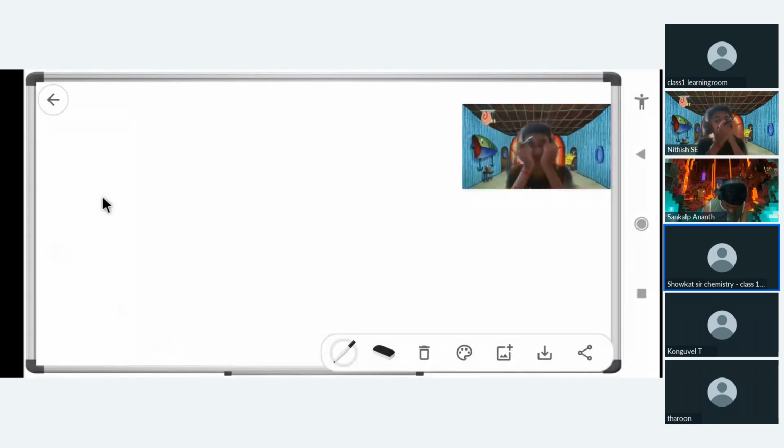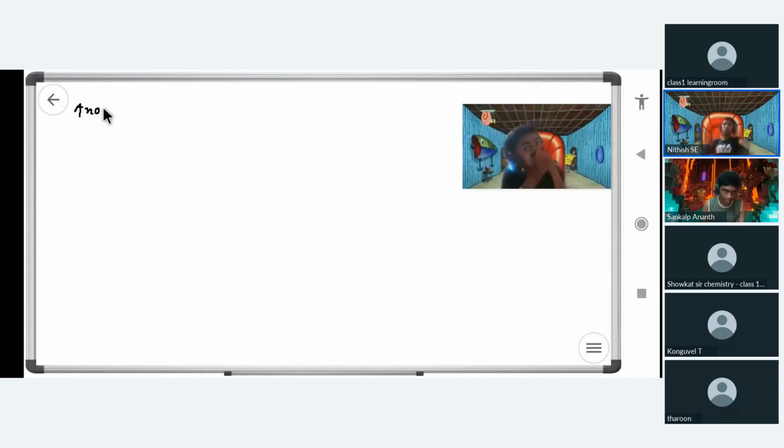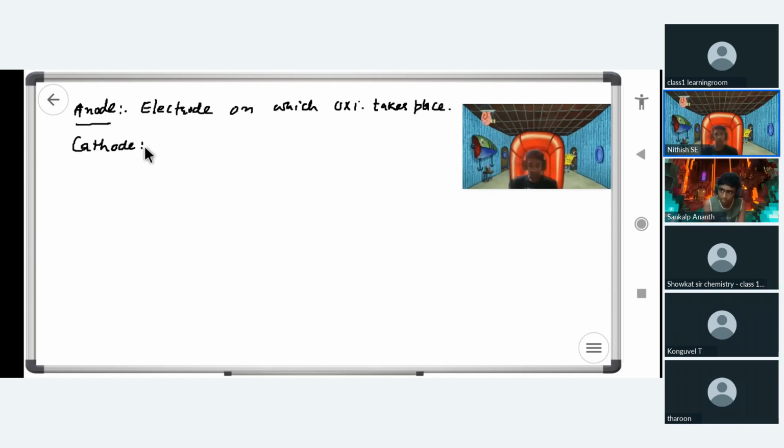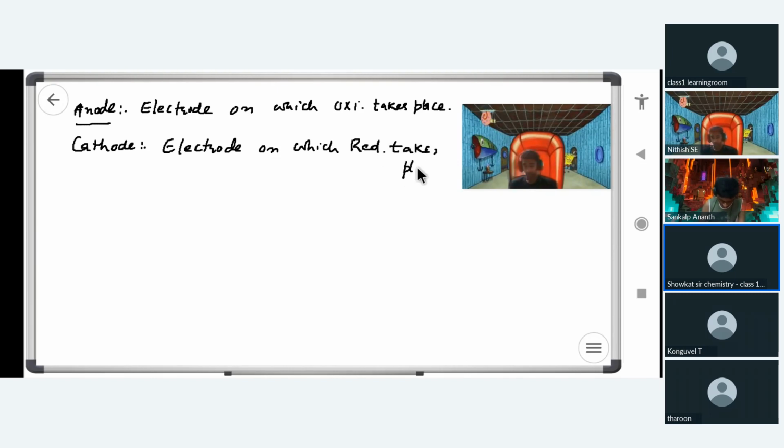So now, what is anode and what is cathode? Can you define what is anode? Anode is the positive terminal, and cathode is the negative terminal. But remember, anode is that electrode on which oxidation takes place. And cathode is the electrode on which reduction takes place.